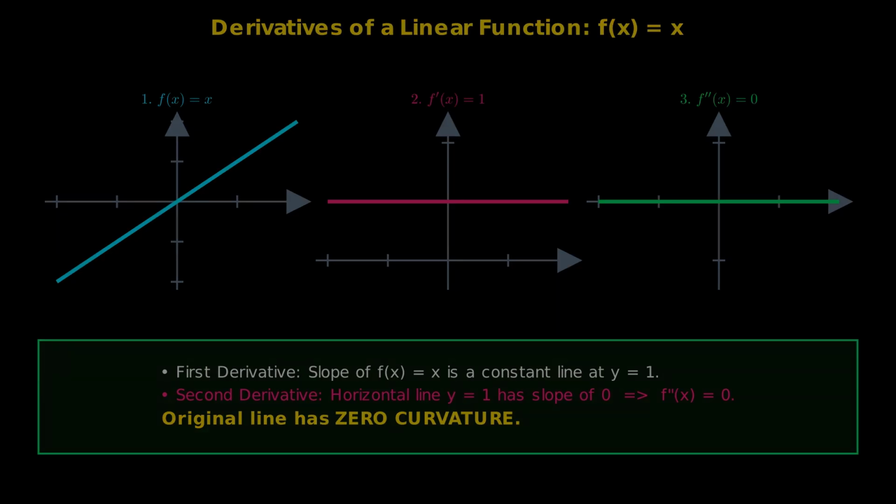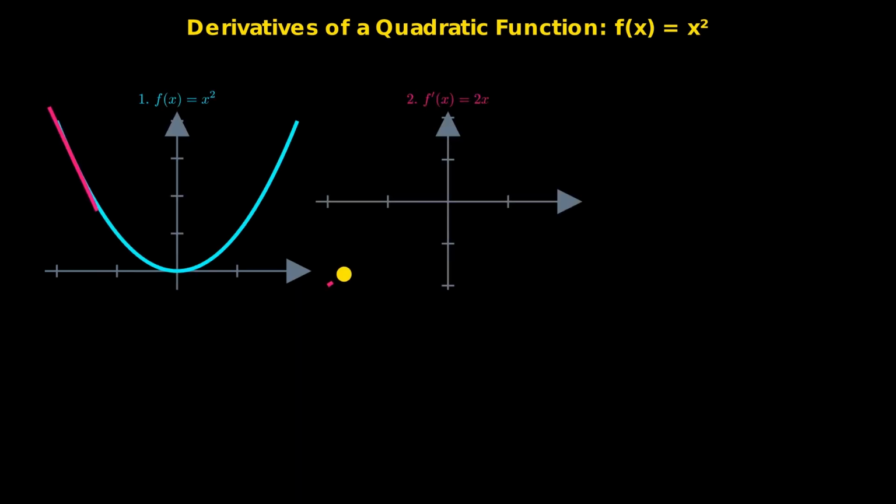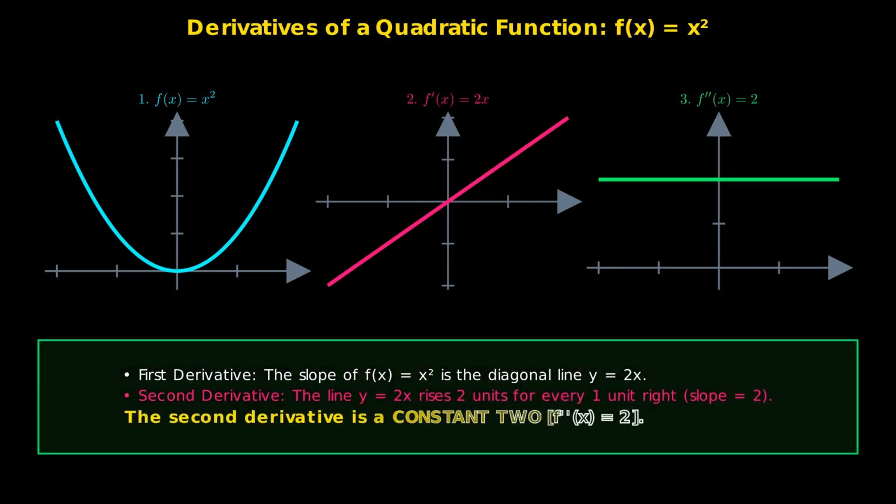2. For f of x equals x squared. First derivative, the slope of f of x equals x squared is the line 2x. Second derivative. Now, look at the graph of y equals 2x. It is a straight diagonal line. What is the slope of this line? It rises 2 units for every 1 unit to the right, so its slope is 2. Because the slope of the first derivative graph is 2, the second derivative is a constant 2.